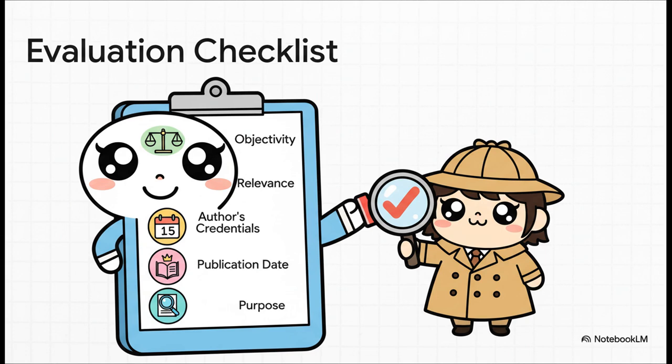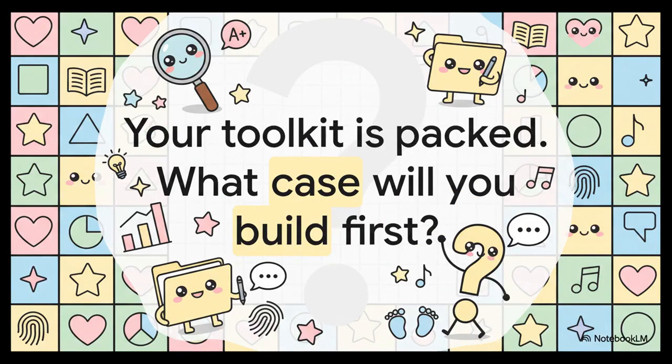You have to ask, is it objective or does it have an agenda? Is it actually relevant to my case? Who wrote it and do they really know what they're talking about? Is the info still current? Who published it? And why was it even created? Was it to inform or to persuade me? And the biggest question of all, can they back up what they're saying with their own evidence? If a source fails this test, it's out. It's inadmissible, period.